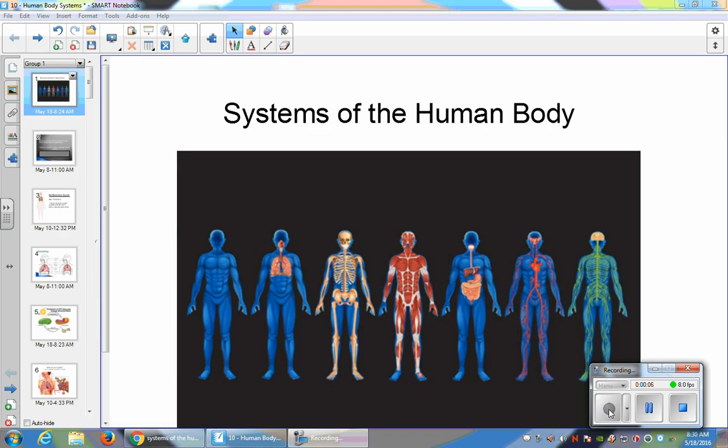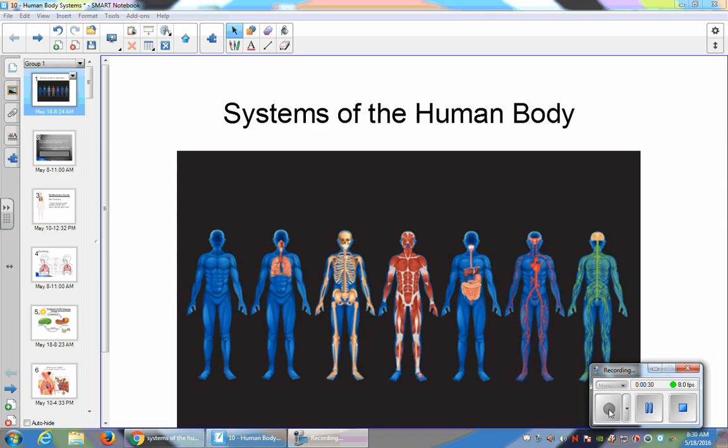I am here to start your human body unit with you, even though I'm not here in person. So today we're going to start off talking about the systems of the human body. We are going to start with a warm-up, so you do need to have your binder and notebook ready to go. And then you also need the note sheet that the sub should have provided you with.